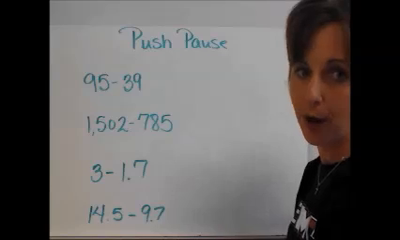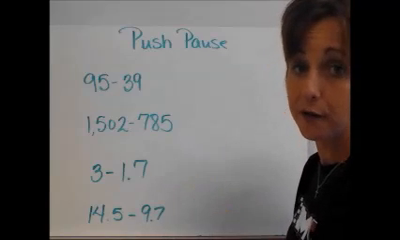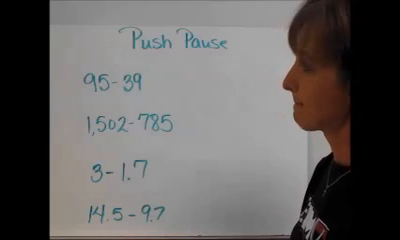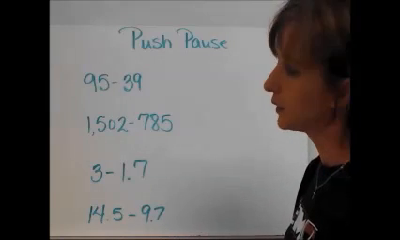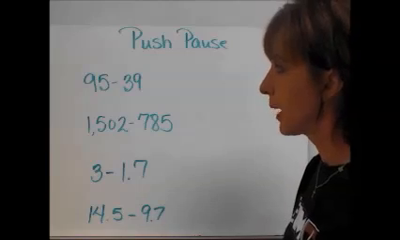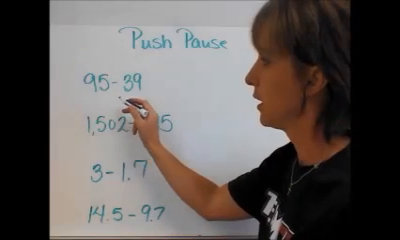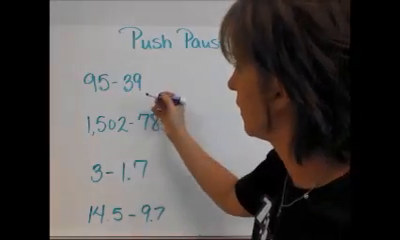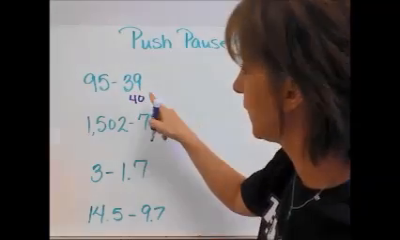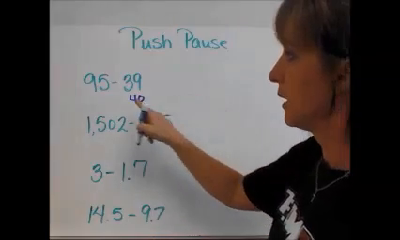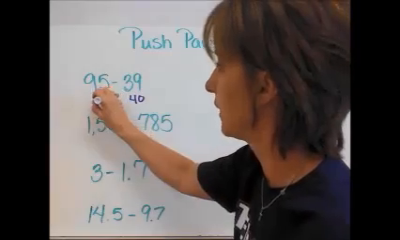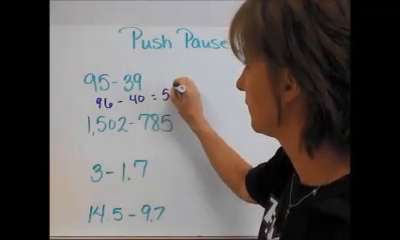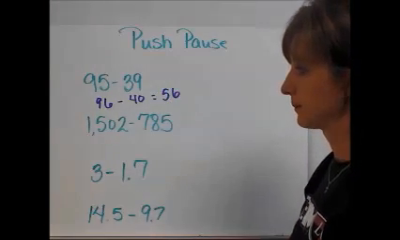So now it's your turn to push pause and use one of the strategies or all of the strategies to solve these 4 problems. 95 minus 39. For this one, I would probably use compensation because I knew if this could be 40, the subtraction process would be easier. So if I change this to 40, it's because I moved it once on my number line. Because I added one to this, I'll add one to this. So 96 minus 40 will help me get my answer of 56.